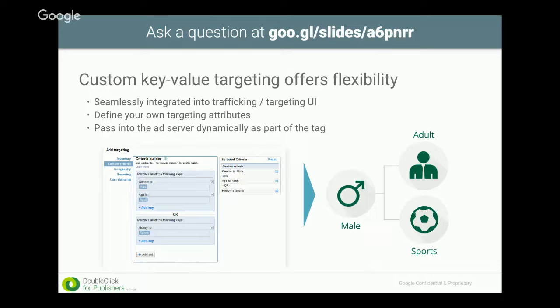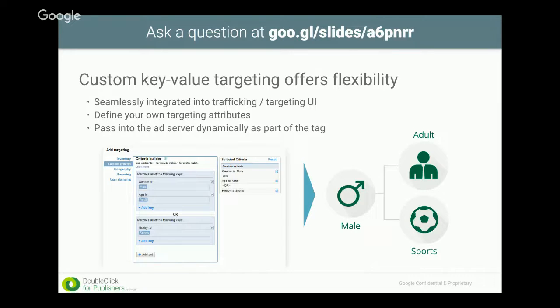Just to caveat this, DFP will never determine those criteria. It's actually yourselves that would do this. So again, it gives you the full flexibility to do exactly what you want to do with your audience. One of the key things that a lot of our publishers use this for is user registration data, which specifies the demographic information as well as user interests.